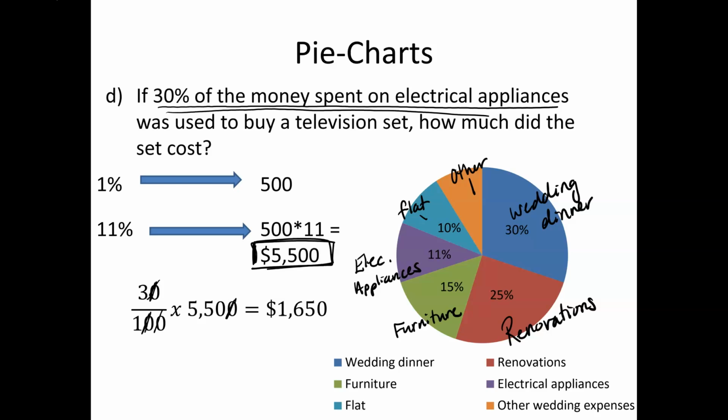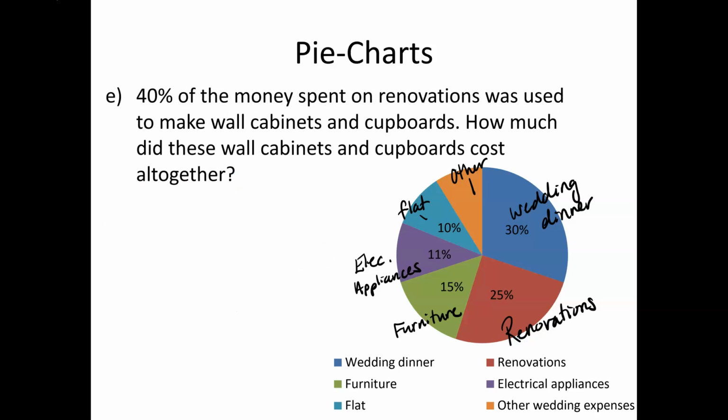Okay, letter E, last one. 40% of the money spent on renovations was used to make wall cabinets and cupboards. Now this is a similar problem as the last one. 40% of what was spent on renovations. So I'm really looking for 40% of 25%. How much did these wall cabinets and cupboards cost altogether? I bet you're thinking in your mind, I could probably find 40% of 25% of my whole. I could do that if I wanted to. You can solve it that way. You should get the same thing.